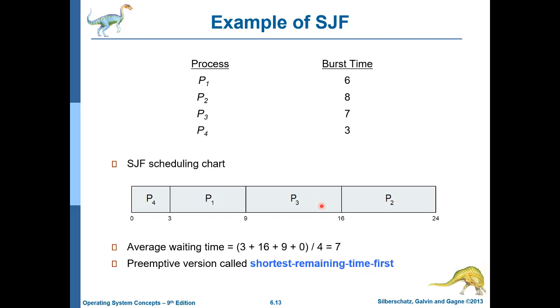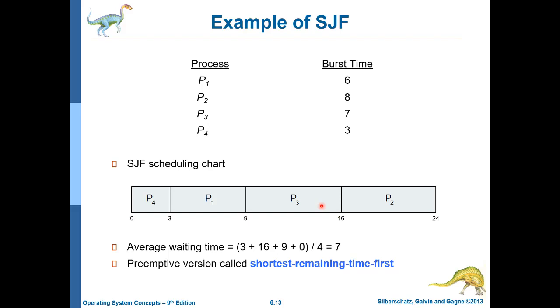You see there are 4 processes, each one has a burst time, and if we arrange these processes according to the shortest burst time, then P4 has the shortest, it has 3 time units, followed by P1 with 6 time units, followed by P3 which has 7 time units, and finally the last one will be P2 because it has the longest burst time, which is 8.